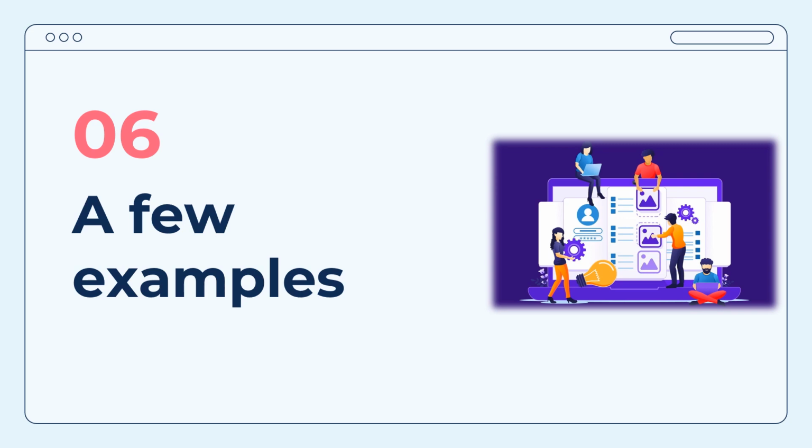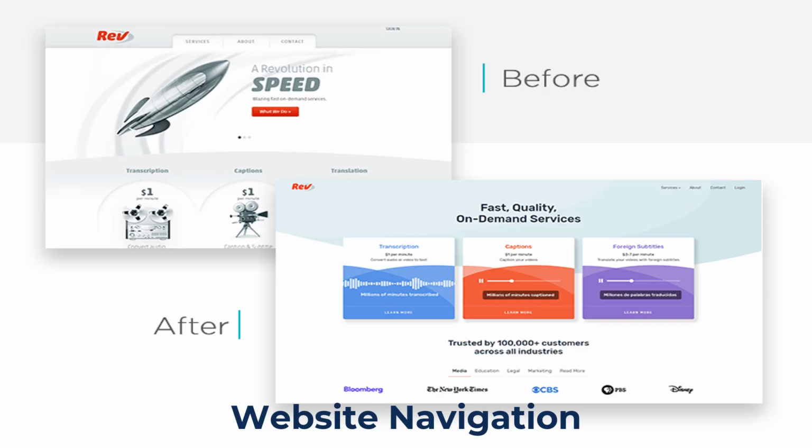Let's continue with examples. So we'll discuss a few practical examples of UX UI design in action. Imagine you are tasked with redesigning a website's navigation. The current setup is cluttered and confusing, leading to a poor user experience. As a UX UI designer, you would study user behavior, identify patterns, and restructure the navigation to be intuitive and user-friendly.